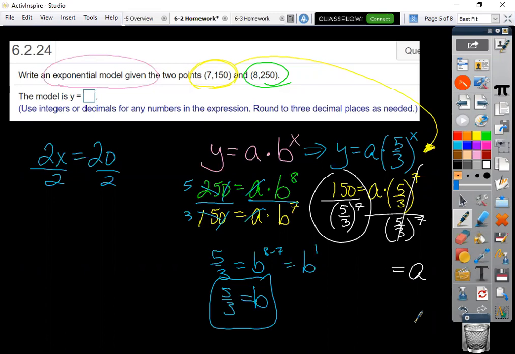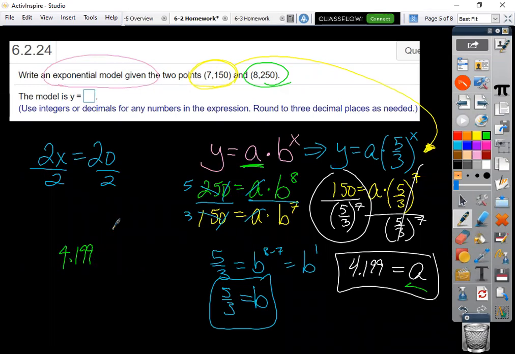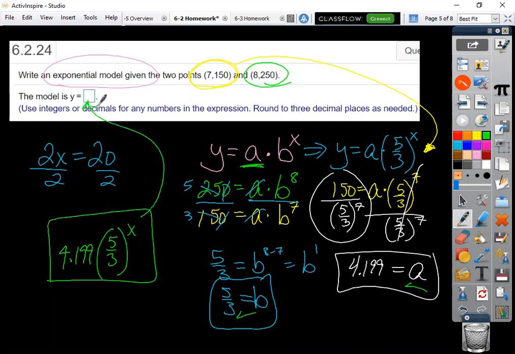And the direction said to round to 3 decimal places. So 4.199 would be 3 decimal places for my starting number. And that was a 0 after that second 9. So the final answer for that problem would end up being a, right there, the 4.199, 3 decimal places, times my multiplier, this b right here, 5/3 to the power of x. And I would put that right in there.